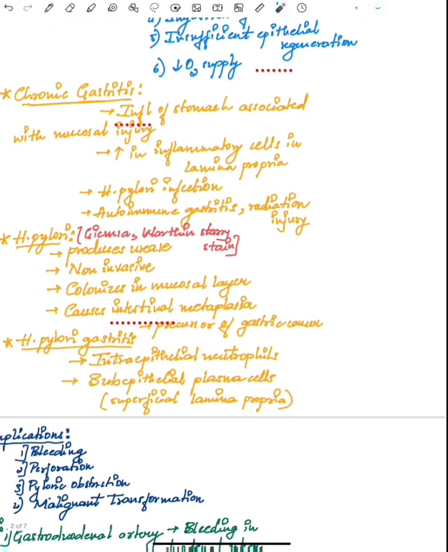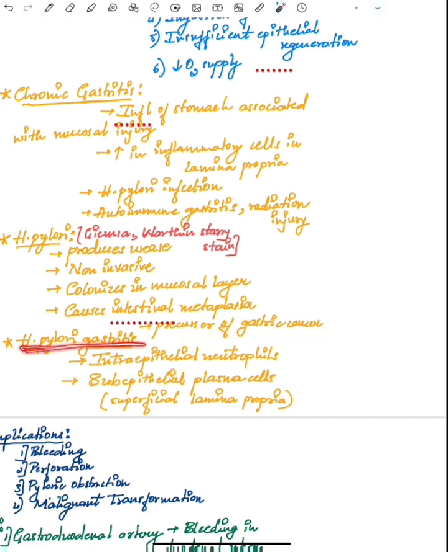The important organism is H. pylori, as it causes both acute and chronic gastritis. It is tested by Giemsa stain or Warthin-Starry stain in microbiology. By using these two stains, we can see H. pylori. H. pylori produces urease. It is non-invasive. It colonizes in the mucosal layer. It causes intestinal metaplasia, which is the precursor of gastric cancer.